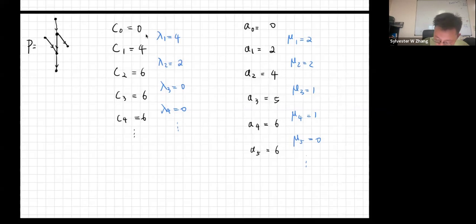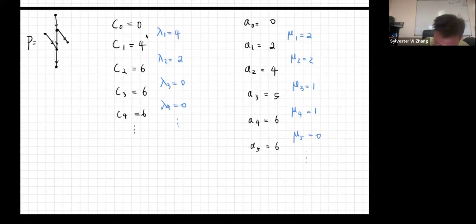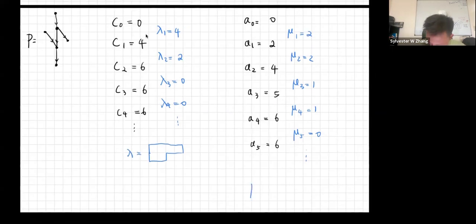And if we draw the partitions out, the partition lambda is 4, 2, and the partition mu is 2, 2, 1, 1. And as promised, you get the dual partition.